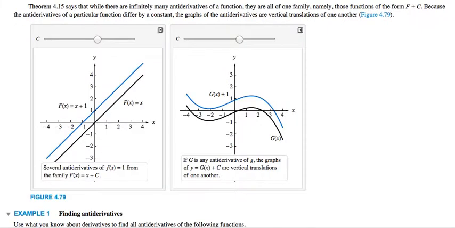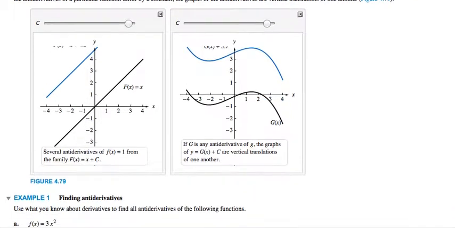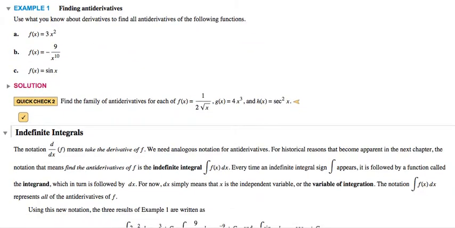So while there may be an infinite number of antiderivatives for any given function, they all exist within a specific family. So here we can see that by changing the constant, we get all of the antiderivatives of f of x equals 1. And same thing over here, we can see all of the antiderivatives of g of x. So let's take a look at our first example.